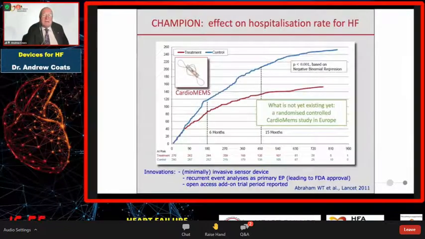classes. And this, the CHAMPION trial, showed the significant effect on composite outcomes, and particularly heart failure hospitalization for the CardioMEMS device. And interestingly, this was a crossover study, and those patients who had been randomized control were then placed onto the device. They got a further reduction in heart failure hospitalization. So clearly there is a benefit.